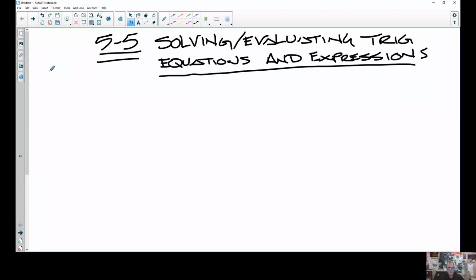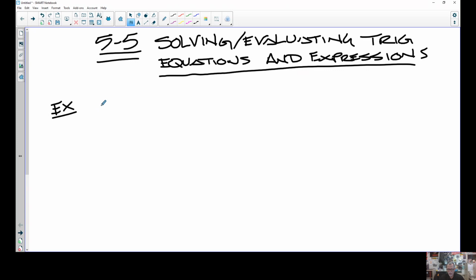So we're doing 5-5. Solving right triangles is what it's titled, but that's really misleading because it is using right triangle trig. It is using the sine, cosine, tangent, all that stuff. But we're really looking at evaluating or solving equations involving those trig ratios. And we're going to look at examples to show you what they might ask you. So I'm going to just not waste any time here and go over to the notebook and start looking at some examples.